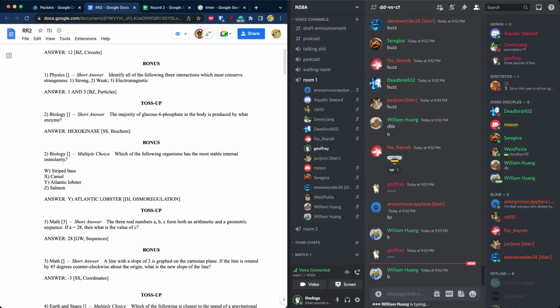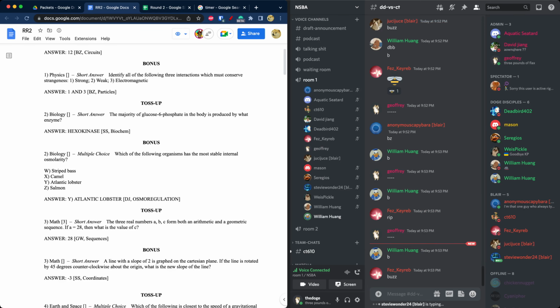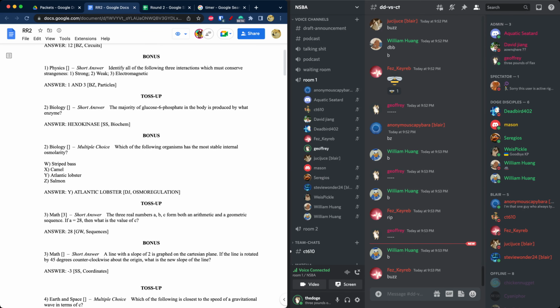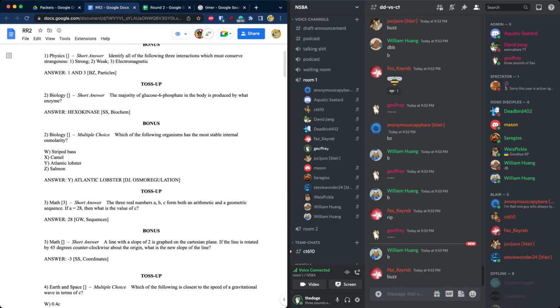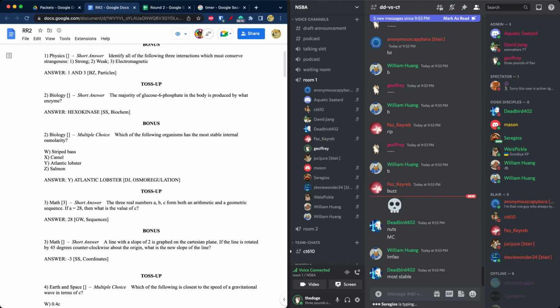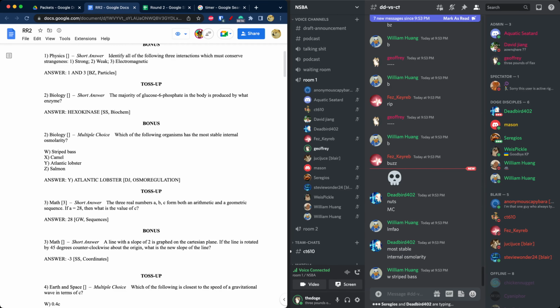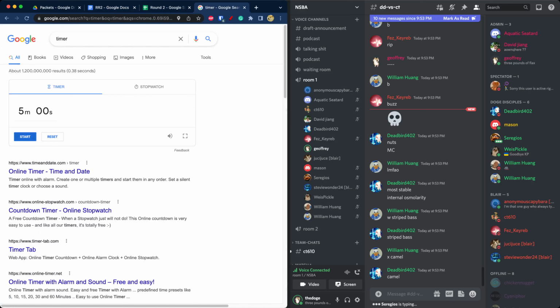Toss up 2, biology, short answer. The majority of glucose 6 phosphate in the body is produced by what enzyme? Nay. Hexokinase. That's correct. Bonus biology, multiple choice. Which of the following organisms has the most stable internal osmolarity? W, striped bass. X, camel. Y, Atlantic lobster. Z, salmon.